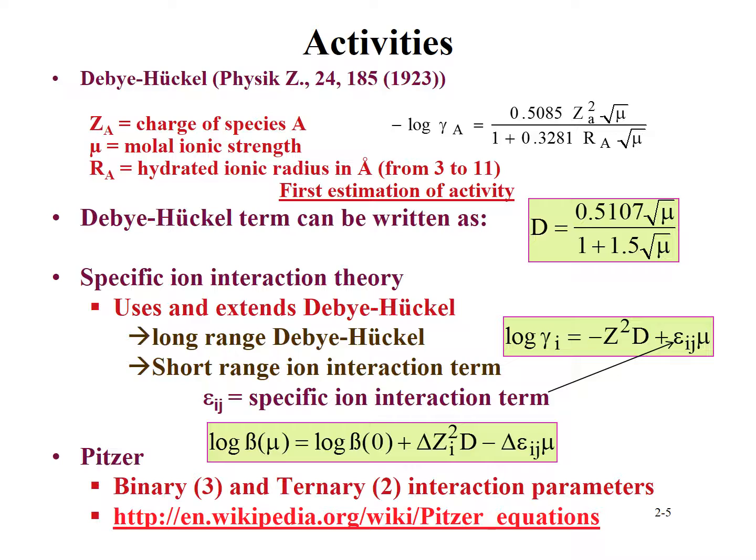One can wrap up all these terms together and develop an equation which says the log of the complexation constant at a measured ionic strength is equal to that at zero ionic strength plus this function of the Debye-Huckel term minus the specific ion interaction terms times the molal ionic strength. There's a final equation, the Pitzer equation, which has 3 binary terms and 2 ternary terms that describe the interactions, and information on Pitzer can be found on the internet.